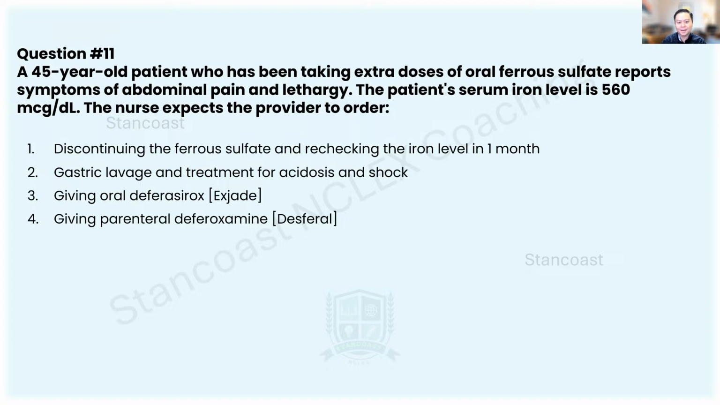Desferal. Again, the choices are discontinuing the ferrous sulfate and rechecking the iron level in 1 month; 2, gastric lavage and treatment for acidosis and shock; 3, giving oral deferasirox; and 4, giving parenteral deferoxamine or the Desferal. What is your answer? Guys, take a look into the patient's iron level in micrograms per deciliter. I'll wait for your answers.